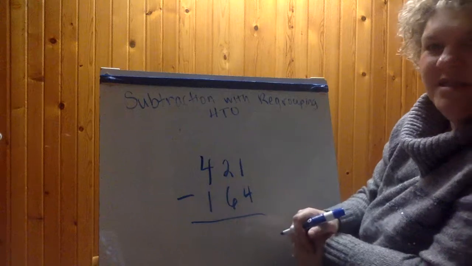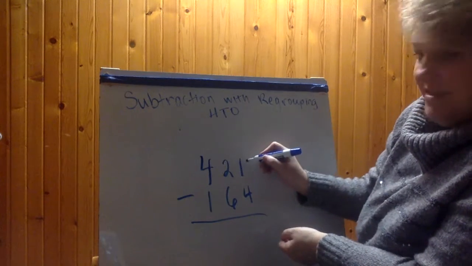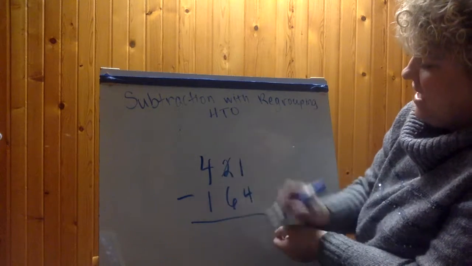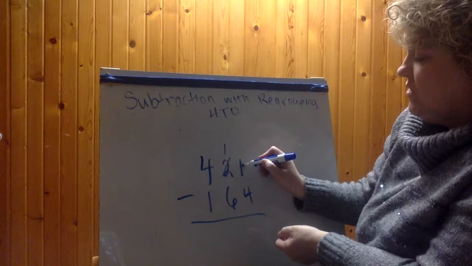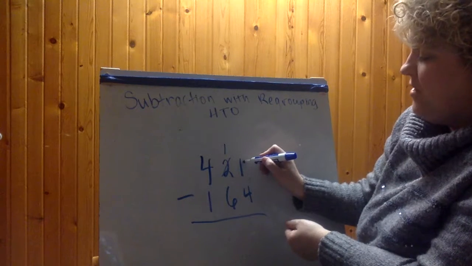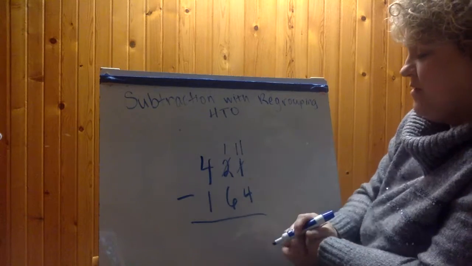All right, 1 minus 4, it's not possible. So we're going to make it possible. We are going to take one group of 10 away and leave 1. So that group of 10 changed to the ones and added to the 1 already there. So 10 plus 1 equals 11. Notice we marked them out and we wrote them at the top.